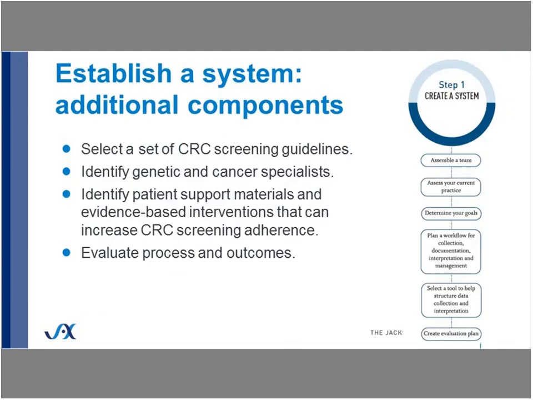So we've been talking a lot about family history, and this is a major focus of the toolkit, but we know that that's not all that's needed in order to make sure patients are getting appropriately screened and managed. So the toolkit addresses these additional steps after thinking through the family history collection and risk assessment process. You need to be able to select what screening guidelines you're going to use for the practice. There are a number of colon cancer screening guidelines out there, and practices may have different preferences and needs about which sets of guidelines to use.